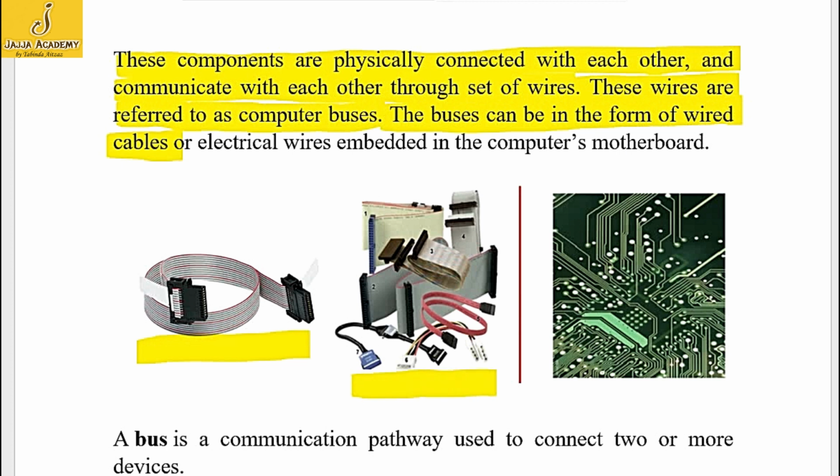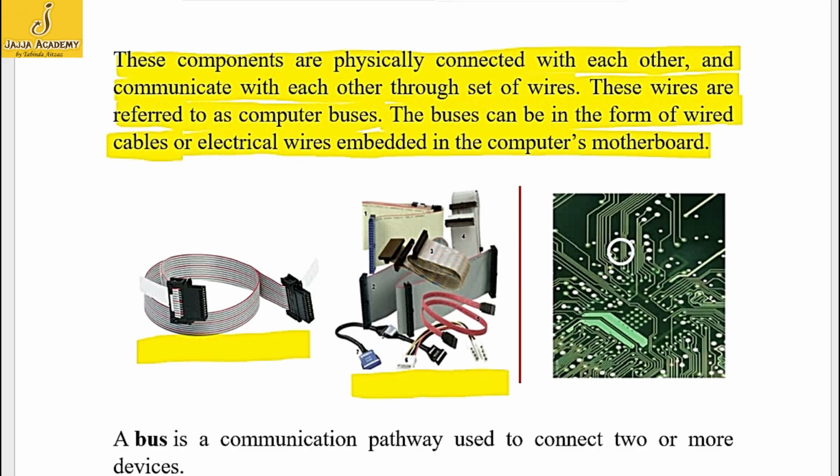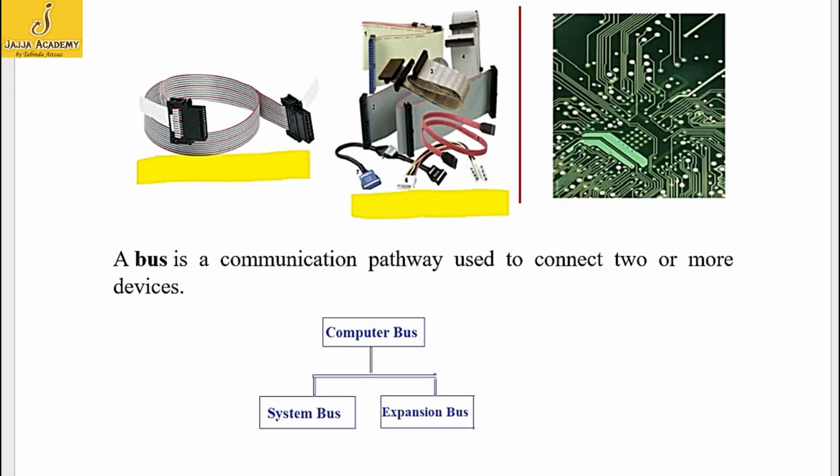These are different types of wired cables, or they can be in the form of electrical wires that are embedded in the computer's motherboard. Here you see these are the embedded electrical wires on the motherboard that are used to connect different internal components of a computer system, and to provide communication between these internal components. Now let's see the formal definition of a bus. A bus is a communication pathway that is used to connect two or more devices or components with each other.